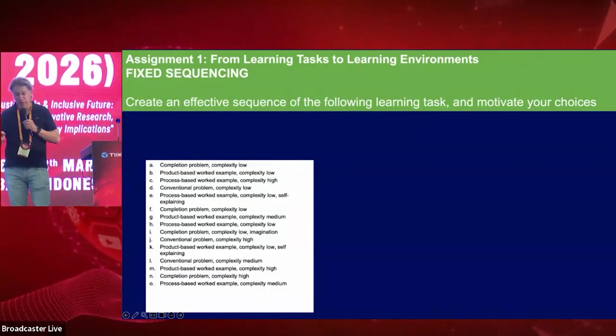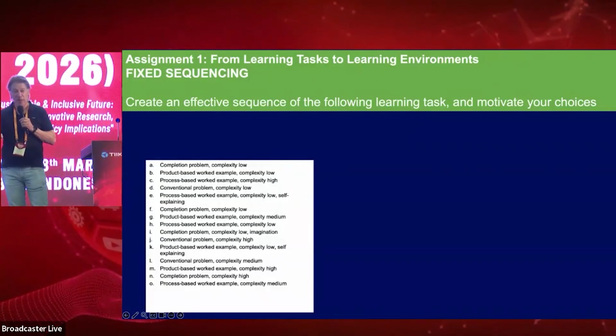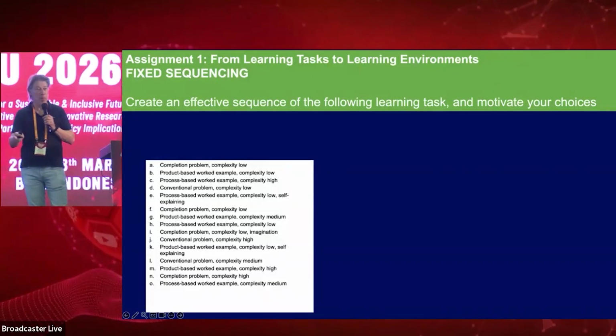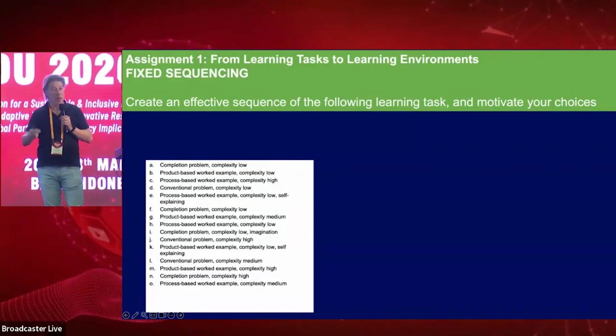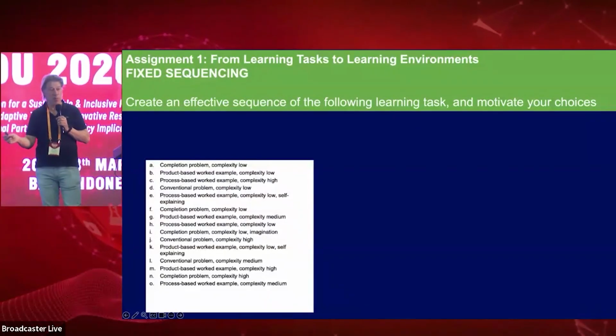Maybe to give some clarification, there is also a conventional problem mentioned. Conventional problems are problems that you have to solve, so goal-specific problems that you have to solve.